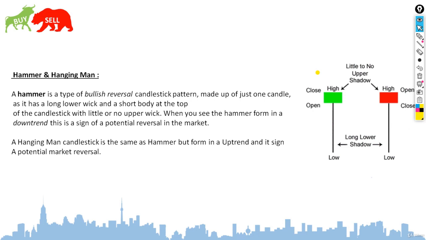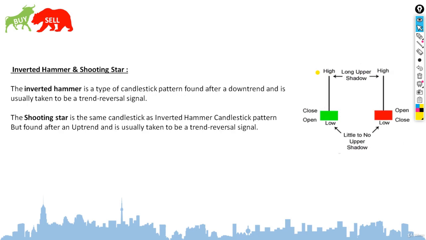Okay. In the third point, we are going to see inverted hammer and shooting star. So the inverted hammer is a type of candlestick pattern found after a downtrend, and it is usually taken to be a trend reversal signal. The shooting star is the same candlestick as the inverted hammer, but found after an uptrend, and is usually taken to be a trend reversal. So the inverted hammer and the shooting star are the same candlestick pattern, like this. This is the candlestick, but we differentiate it by the trend.